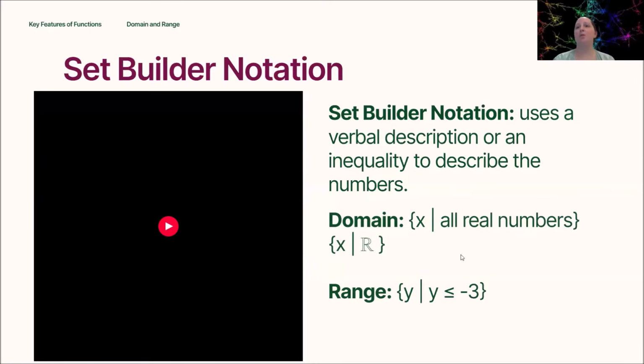So for example, with that last one we were looking at, my domain is going to be all real numbers. It's going to be negative infinity until I get to positive infinity. My range, however, is anything that's greater than or equal to -3. So we've got y such that y is greater than or equal to -3.